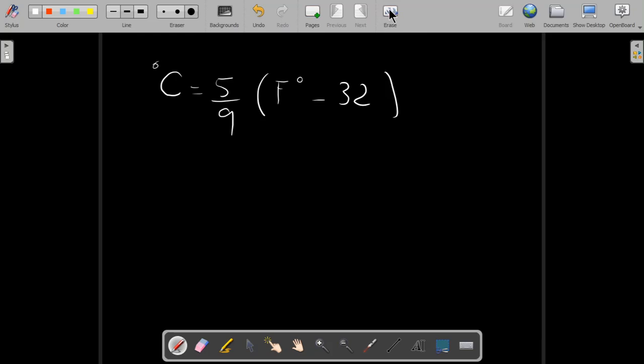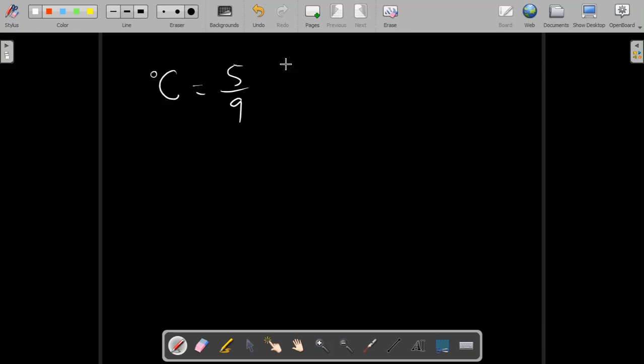I'm going to erase for a minute. Oops, I didn't want to erase everything. Let me put it again. Degrees Celsius equals 5/9 times Fahrenheit minus 32. Okay, I just wanted to erase a little bit. Okay, this is your equation.